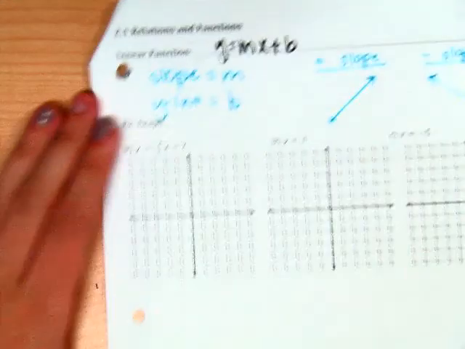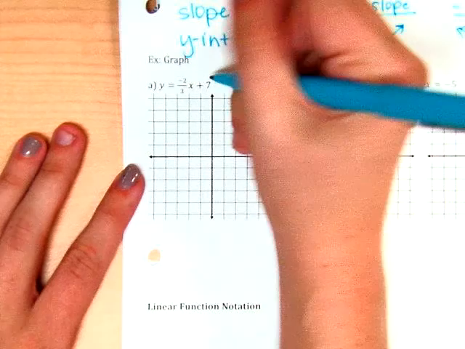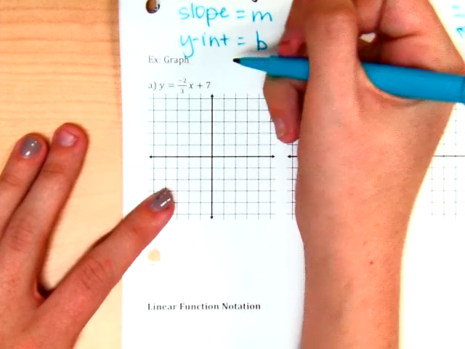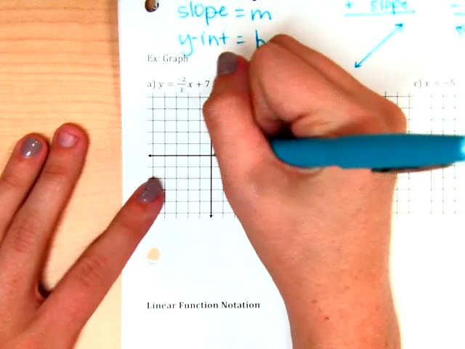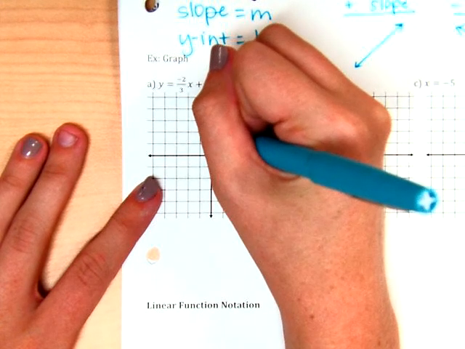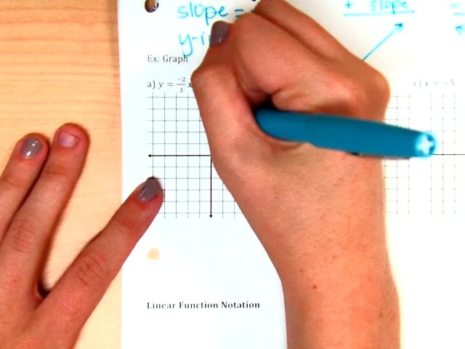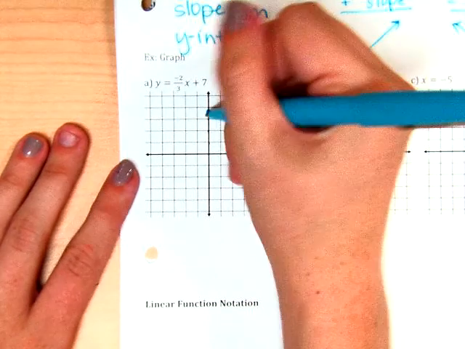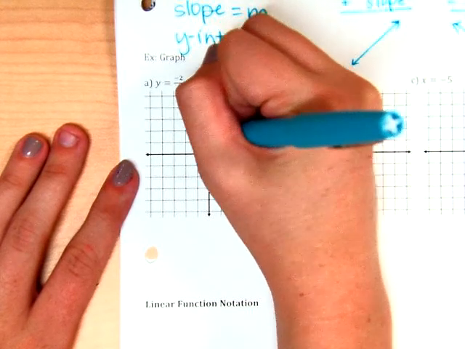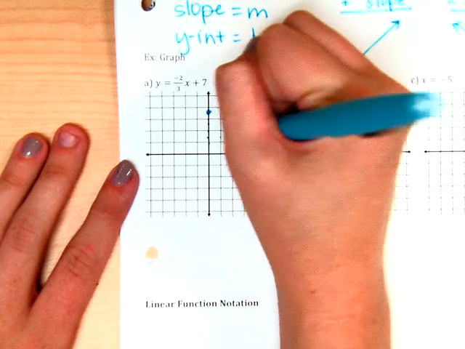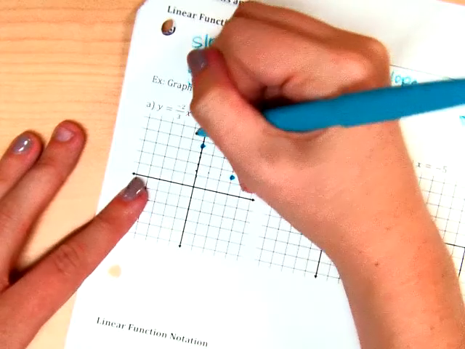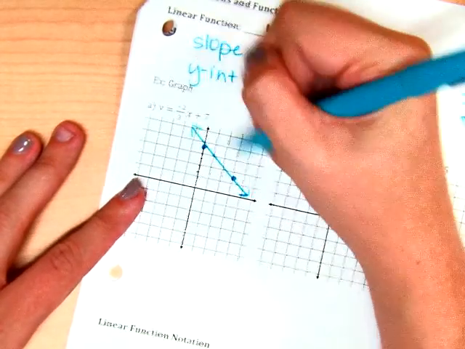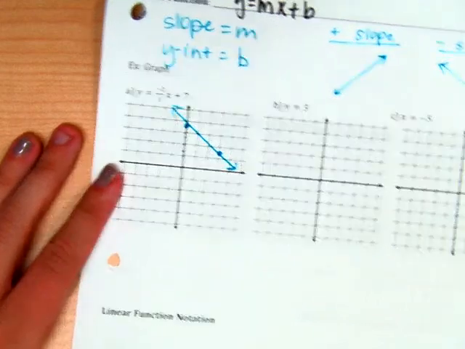Okay, let's do some graphing. You remember how to graph these? You start at my y-intercept, plus 7. So let's go by 2's. 2, 4, 6, 7. And then I'm going to go down 2 over 3. 1, 2 over 1, 2, 3. And I make a line and I connect it. Oh my God, it's beautiful.